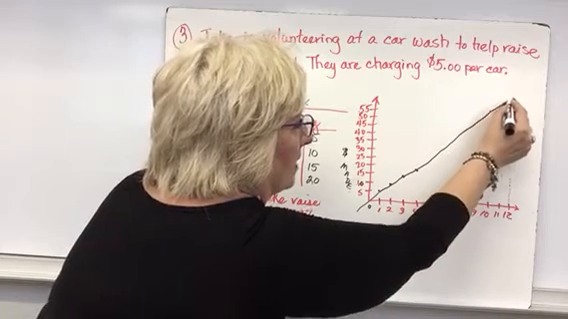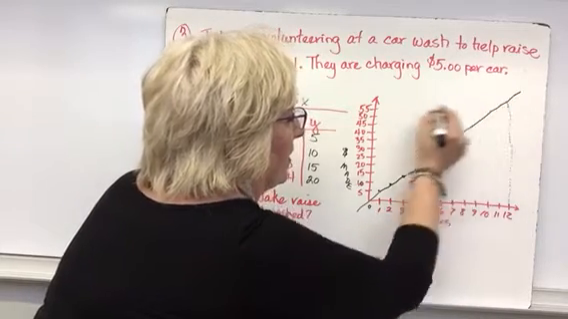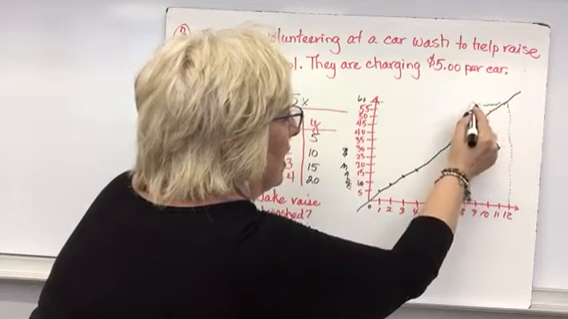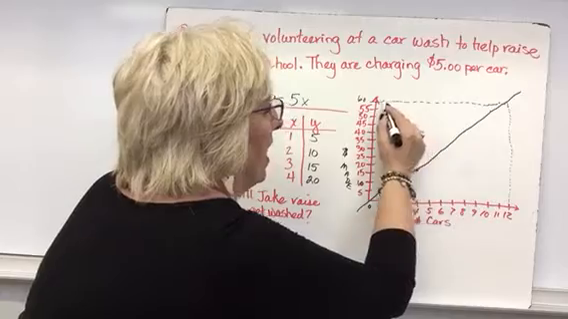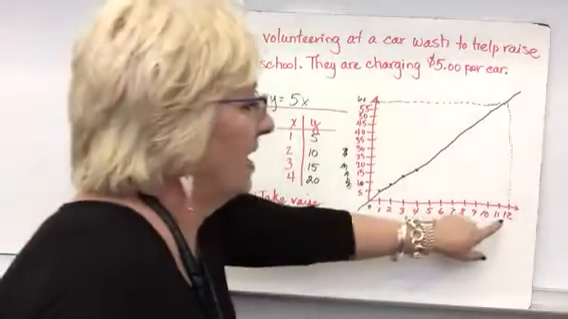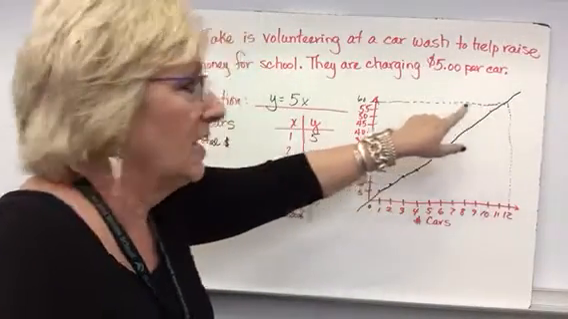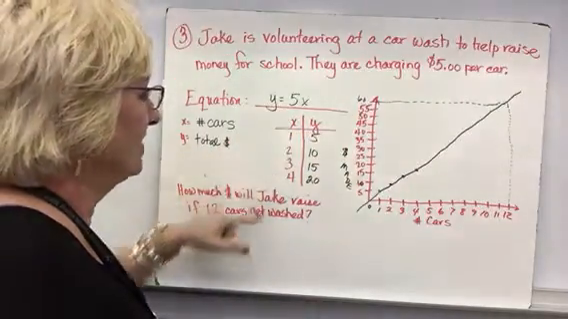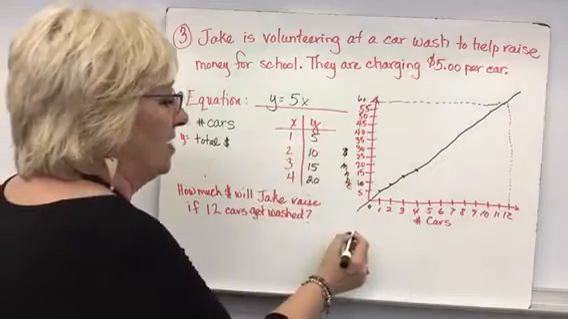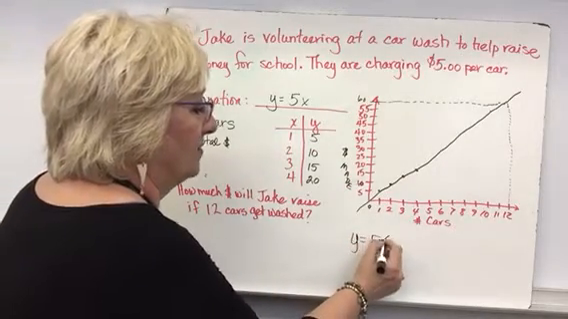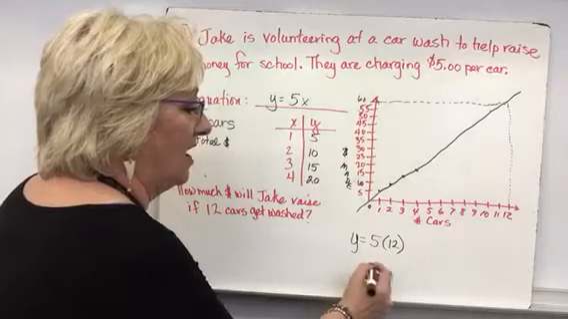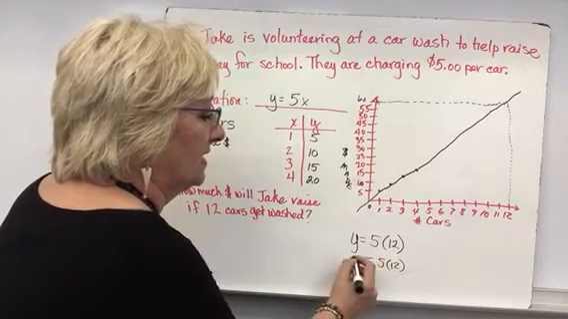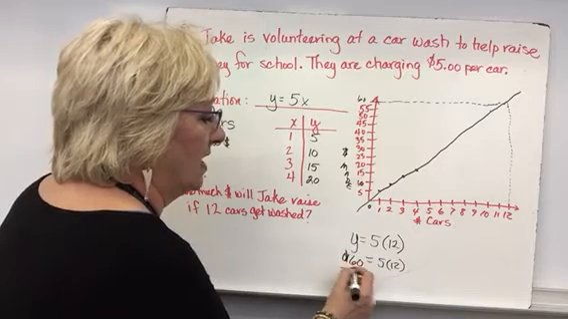Okay, and I've got to run my line a little bit further. Let's make this 60 here, and I'm going to run it across, because I know that if 12 cars go through the car wash, he's going to make $60. The same thing here: y equals 5 times 12. I know that 5 times 12 is going to give me $60. So I know he has a profit.